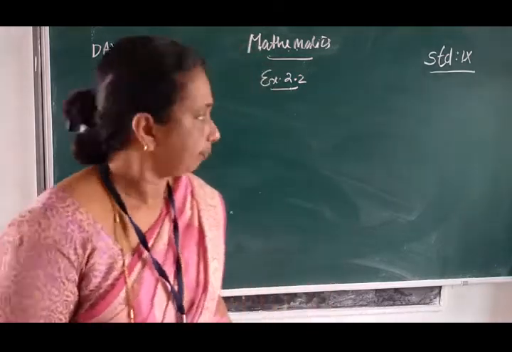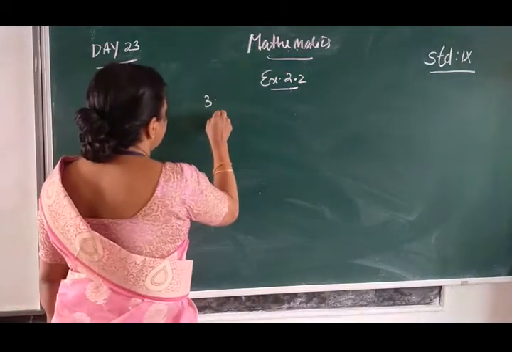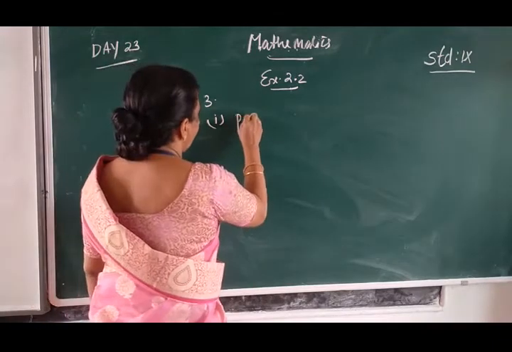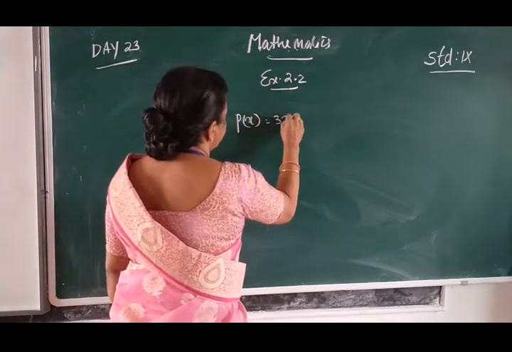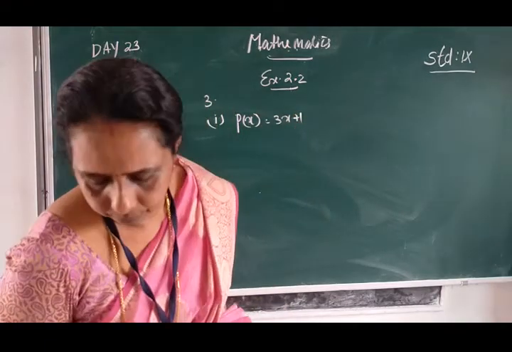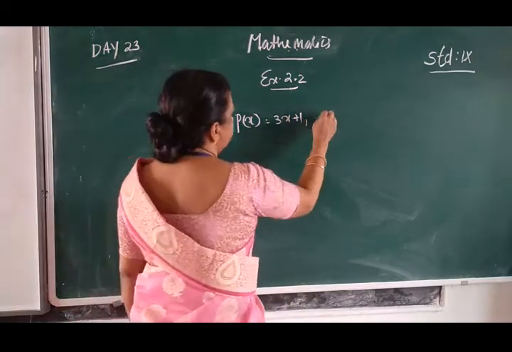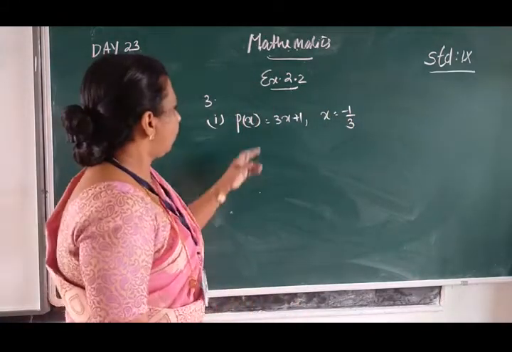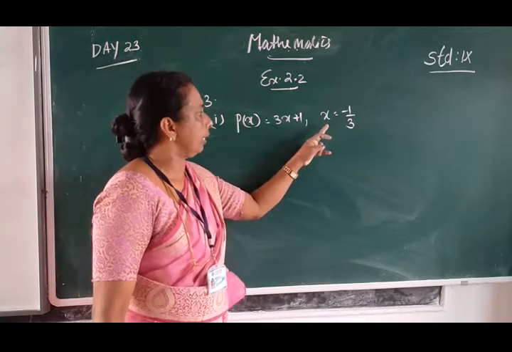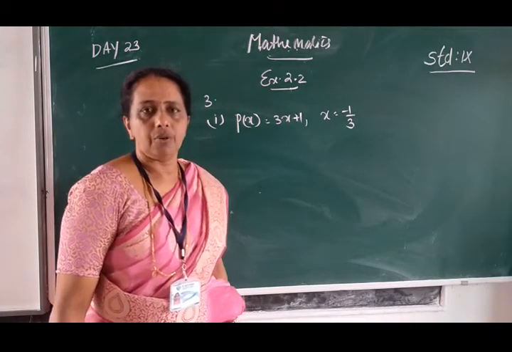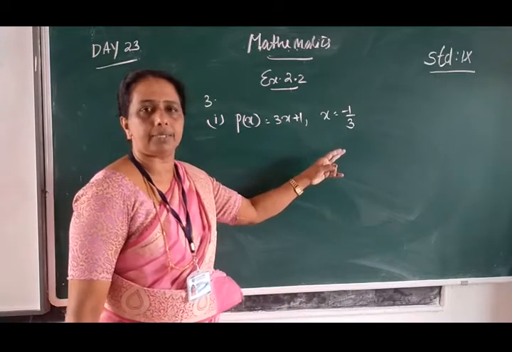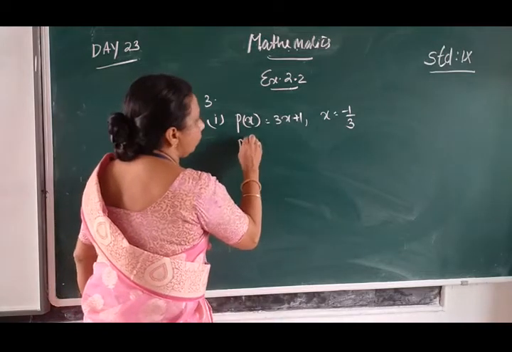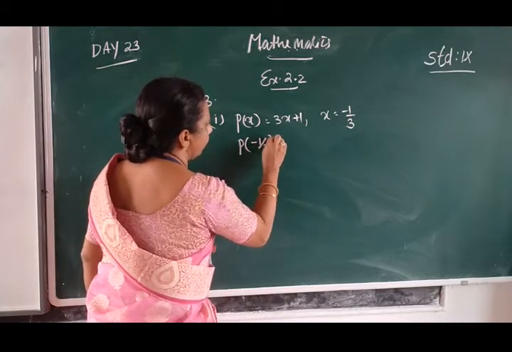First question, third one. First question, p of x is equal to 3x plus 1 and given x is equal to minus 1 by 3. This is a polynomial in the variable x. We have to check whether the given number is the zero of the polynomial. So first we have to find out the value when x is equal to minus 1 by 3.